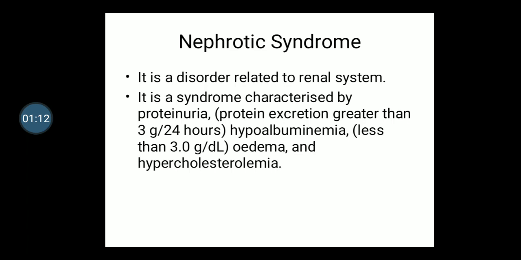The protein excretion is greater than 3 grams per 24 hours. Normally, we don't excrete protein in the urine. But in case of nephrotic syndrome, the amount of protein excreted is more than 3 grams. So the protein which is getting excreted is albumin. So when albumin is getting lost, you go in for hypoalbuminemia, which is decrease in the level of albumin in your serum. That is less than 3 grams per dl.